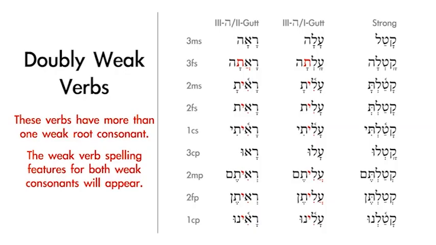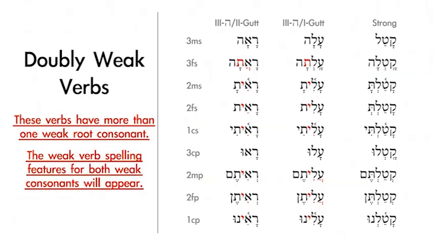In addition to weak verbs that have only one weak root letter, there are also doubly weak verbs. These verbs have more than one weak root consonant. In such cases, the weak verb spelling features for both weak consonants will appear. Our first doubly weak verb is both third he and second guttural, and it's the verb ra'ah. It will maintain all of the weak verb spelling features of third he verbs, that is a hireq yod stem vowel, or the addition of the tav in the 3FS, but it will also have second guttural characteristics as well, that is the shift of the vocal shewa under the guttural to the hatef patah.